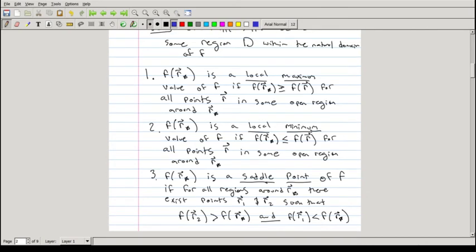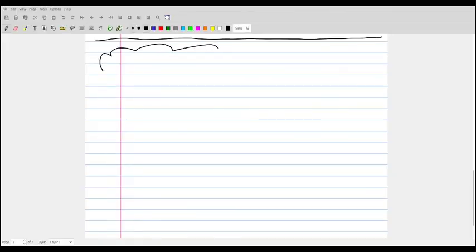So what we're going to do now is move back to 1D and discuss the second derivative test for single variable functions, and then I'll briefly discuss how to extend that to multivariable functions. Let's review the second derivative test for single variable functions.